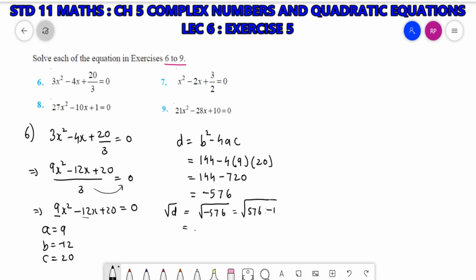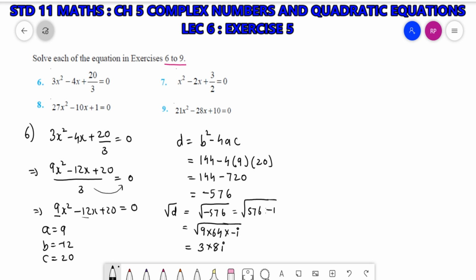So 576 I can write down as 9 into 64, into minus 1. So square root of 9 is 3. Square root of 64 will be equal to 8. And square root of minus 1 will be equal to i. Okay, clear?